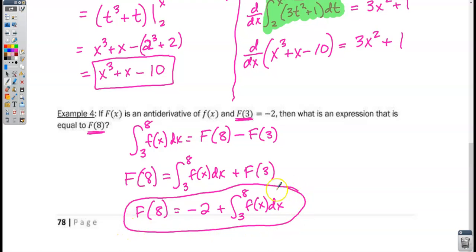And believe it or not, this form is something that we are going to use a whole lot in problem solving with integrals later on in the course. All right, let's go on to the next example.